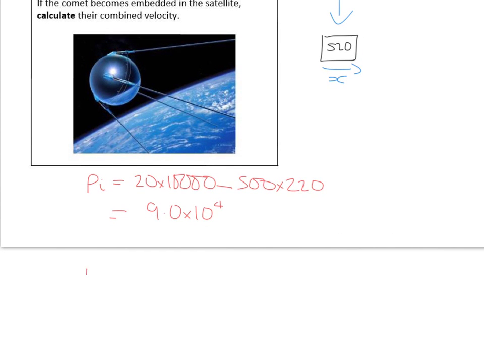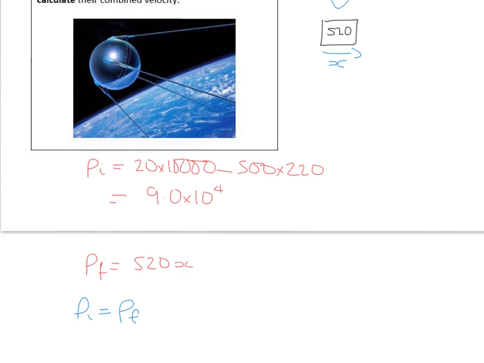So we look at the momentum finally, it's going to be 520 times whatever the velocity is, and we know using conservation of momentum those two have to be equal to each other. So from that, we can say that the final velocity, or x in this case, is going to be the initial momentum divided by the mass, and that's going to give us 1.7 times 10 to the 2 meters per second.